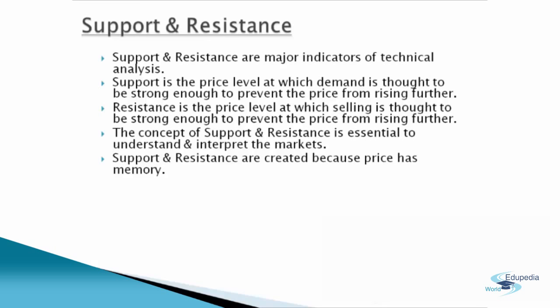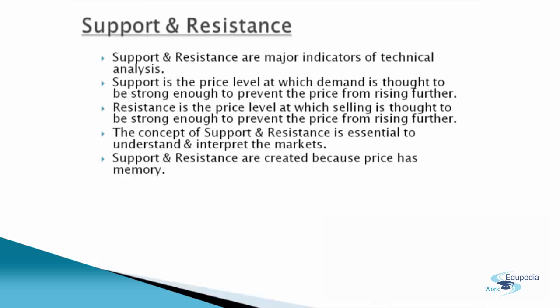Support and resistance usually play different roles in uptrends and downtrends. In any uptrend, support is where a pullback from a rally should end, whereas in any downtrend, resistance is where the pullback from the declining end should stop. That's how it goes on. And as I have just narrated, support and resistance are created because price has memory.